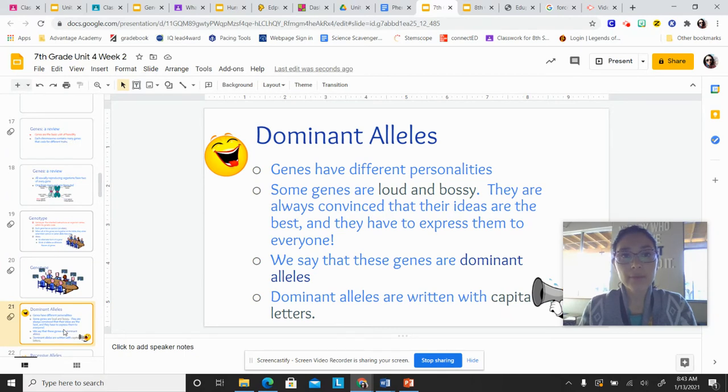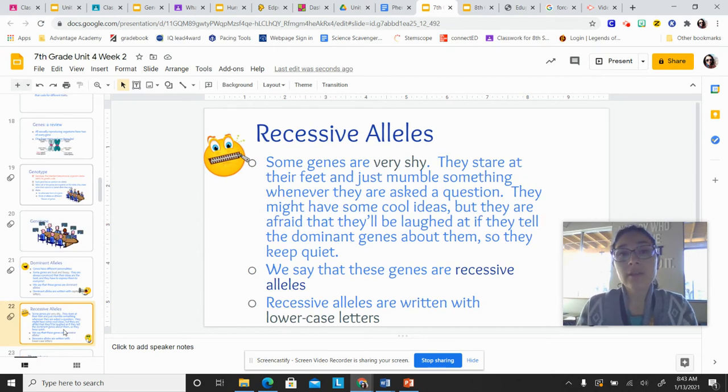Okay, and we talked about dominant and recessive, so I'm not going to really go over it in depth today, but we already talked about dominant and recessive alleles. So dominant alleles are those that are kind of overpowering, and they're written with the capital letter. So if there's one capital letter, that's the trait that's going to show because they're overpowering, loud, and bossy. Recessive alleles are those that are being overpowered by the dominant allele. So they're the shy ones, if you will. They're written with the lowercase letter.